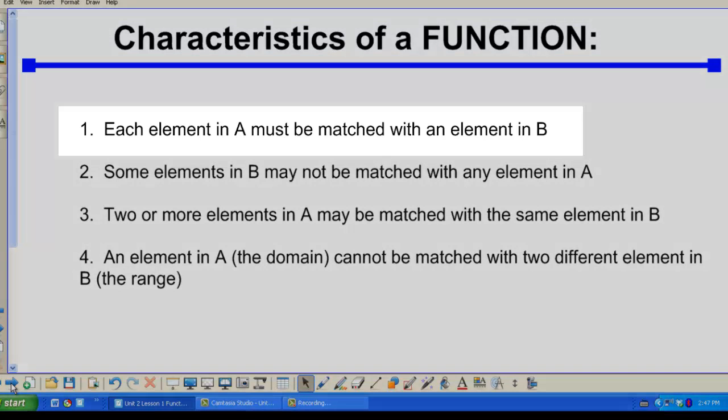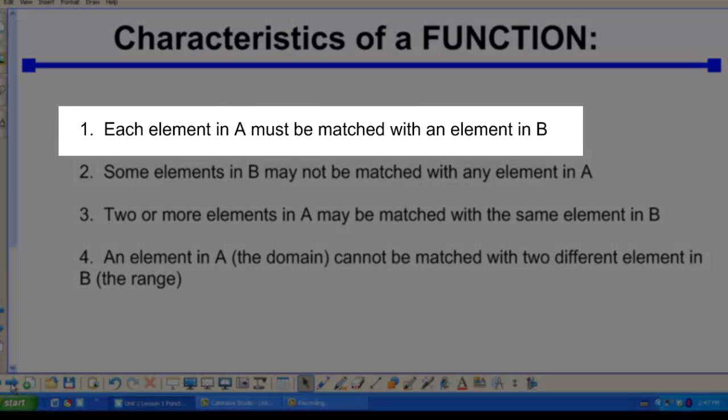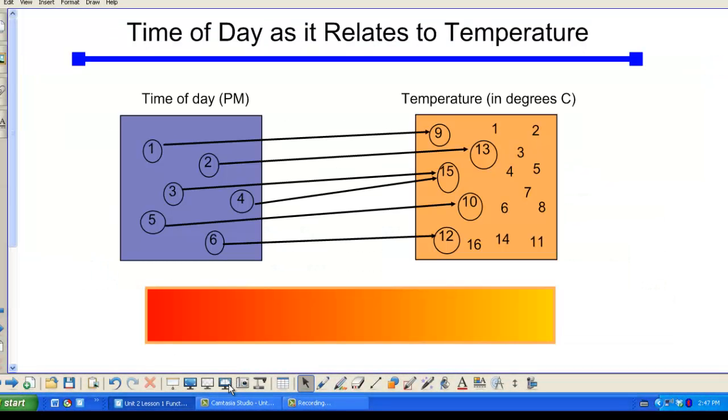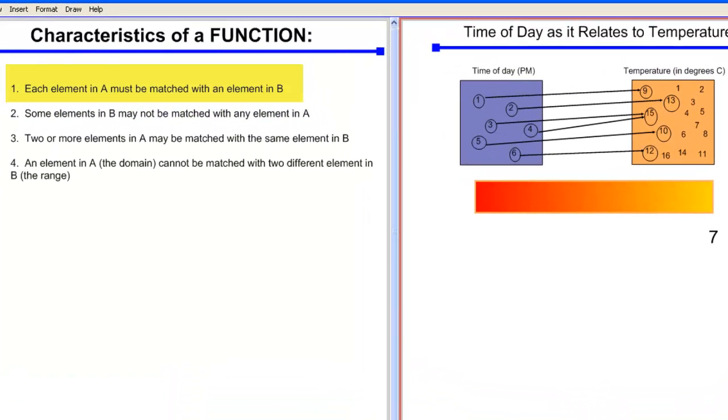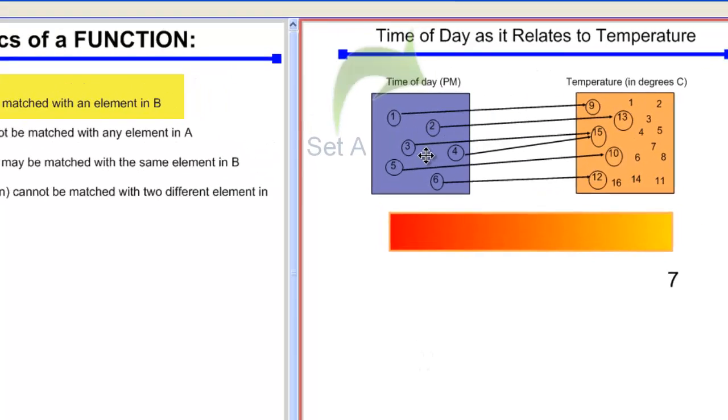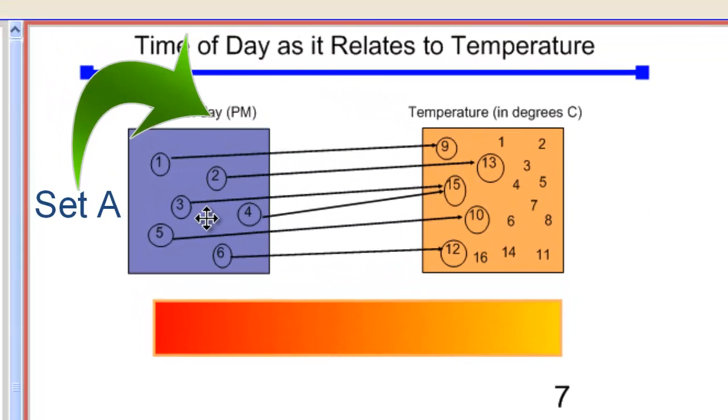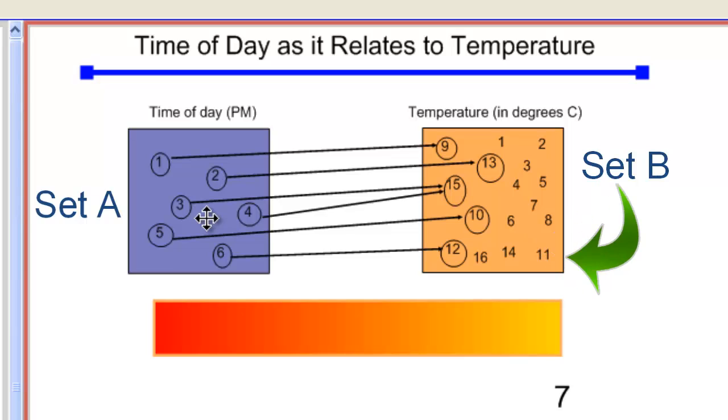Here are the four characteristics of a function. Each element in A must be matched with an element in B. What does that mean? Well, let's check it out. I have an example for you. Okay. If each element in A must be matched with an element in B, notice how each element in A represents time of day in the afternoon. The B set represents your temperature in degrees, or your output, or your range values.